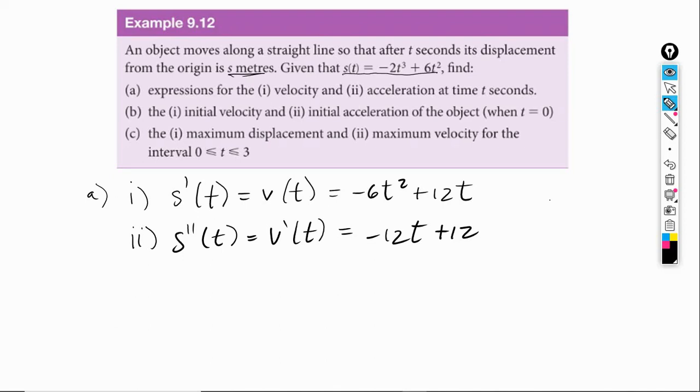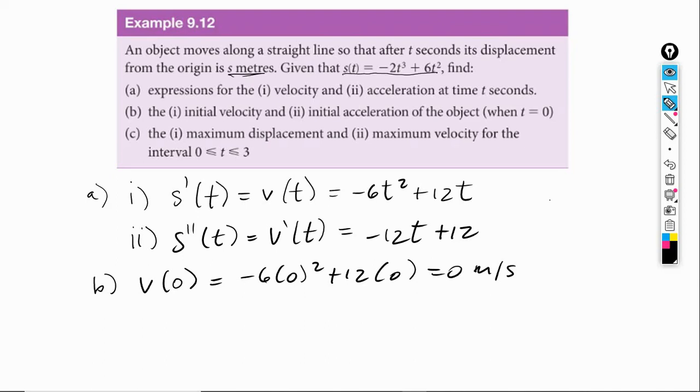So in part B, they want us to find the initial velocity and the initial acceleration. That's pretty simple because all we have to do is plug in time zero, right? So when time is zero, what's the velocity? If we plug it in, minus 6 times 0 squared plus 12 times 0 gives us 0. Therefore, 0 meters per second. Now don't forget to use units. Sometimes they write them like this as well, meters per second. So that would be part one.